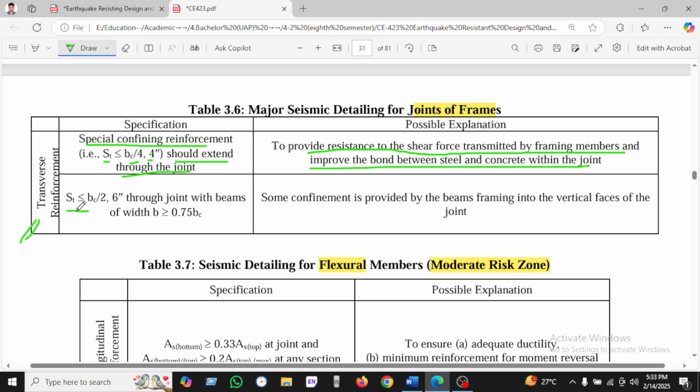And another spacing will be b divided by 2 or 6 inches throughout the joint with beams of width which is greater than 0.75 bc. The explanation is that the confinement is provided by the beam framing into the vertical face.